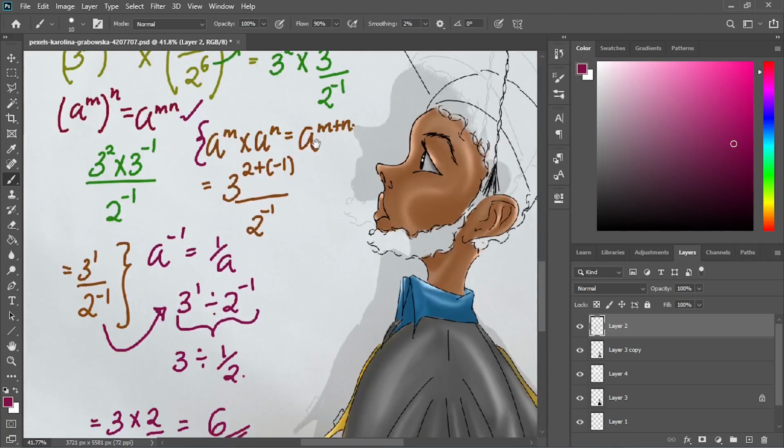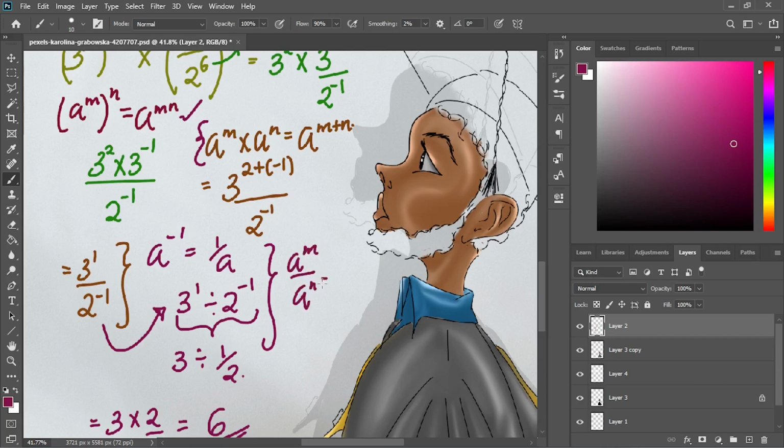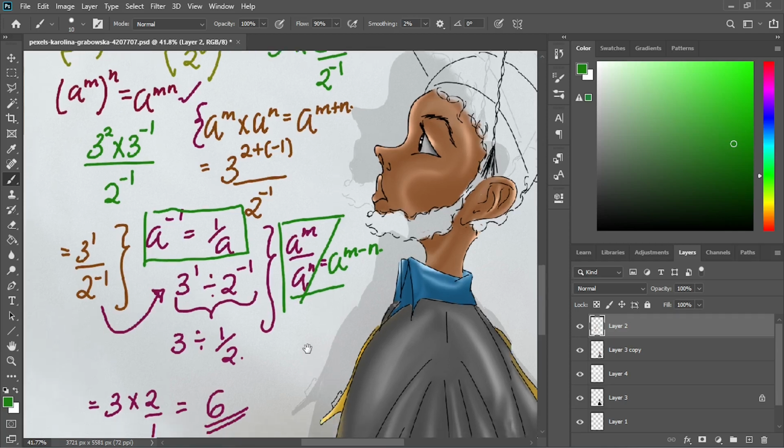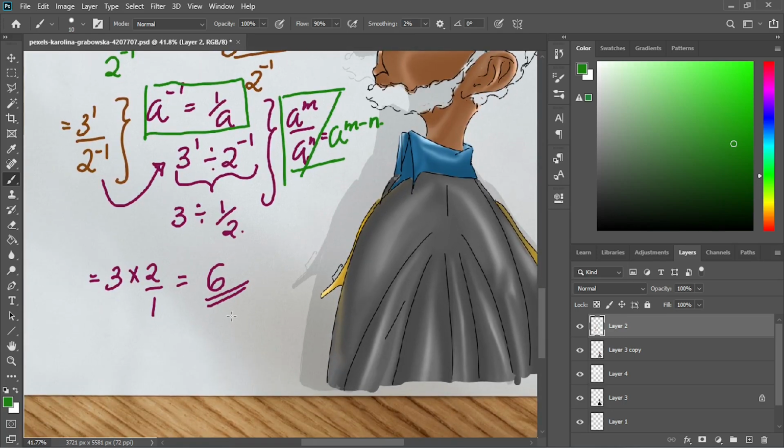The final law is something we haven't used in this question, but when you have a to power m divided by a to power n, the answer is a to the power of m minus n. That is, when you divide two numbers with the same base, you subtract the powers. The other law that we used was that a to power negative 1 is the same as the reciprocal of that particular base, which is 1 over a. Then from there you simplify, and after simplifying, we get our answer as 6.